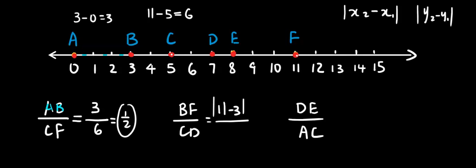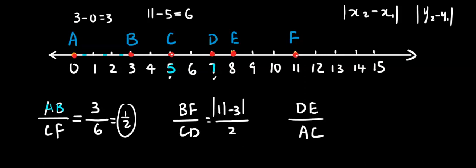All right, let's look at the CD. Distance of CD. C is here, and the D is here. 2 steps. Counting is faster, so we count. That is 2. Of course, you can say 7 minus 5. Can you say 5 minus 7? Of course, as long as you put it in the absolute value when you look for the distance.